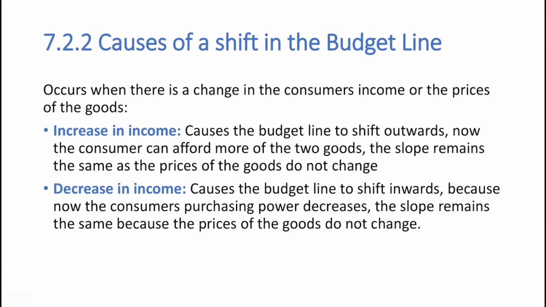Now let's speak about the causes of a shift in the budget line. This occurs when there is a change in the consumer's income or the prices of the goods. When there is an increase in income, it causes the budget line to shift outwards. Now the consumer can afford more of the two goods, so the slope remains the same as the prices of the goods do not change. A decrease in income causes the budget line to shift inwards because now the consumer's purchasing power decreases. The slope will remain the same because the prices of the goods do not change.